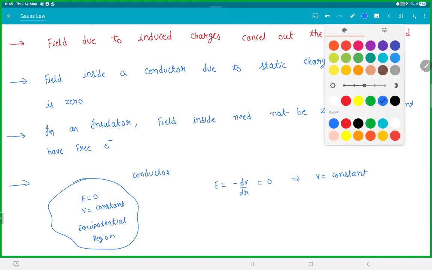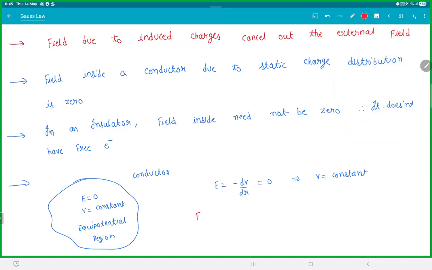That means for a conductor, since it is equipotential, the field lines will always enter the conductor perpendicularly and leave perpendicularly. Field lines always enter and leave the conductor perpendicular to the surface.